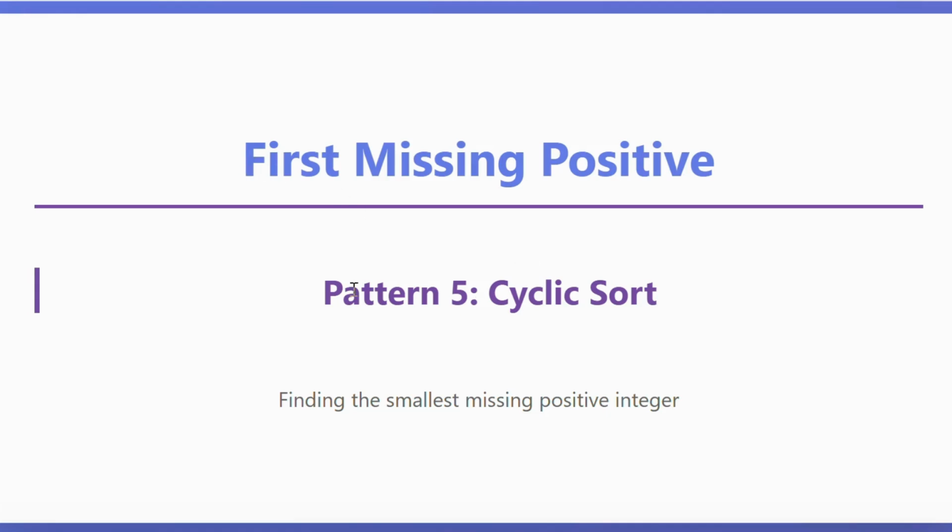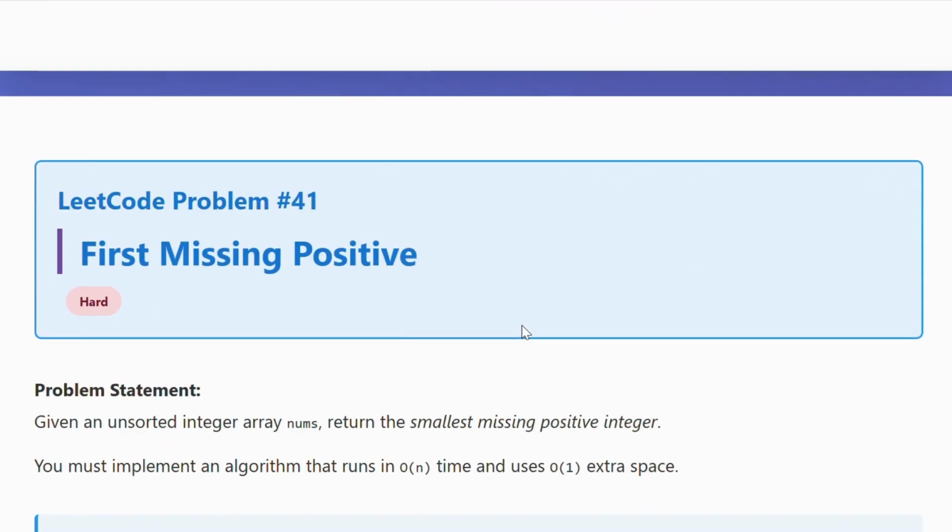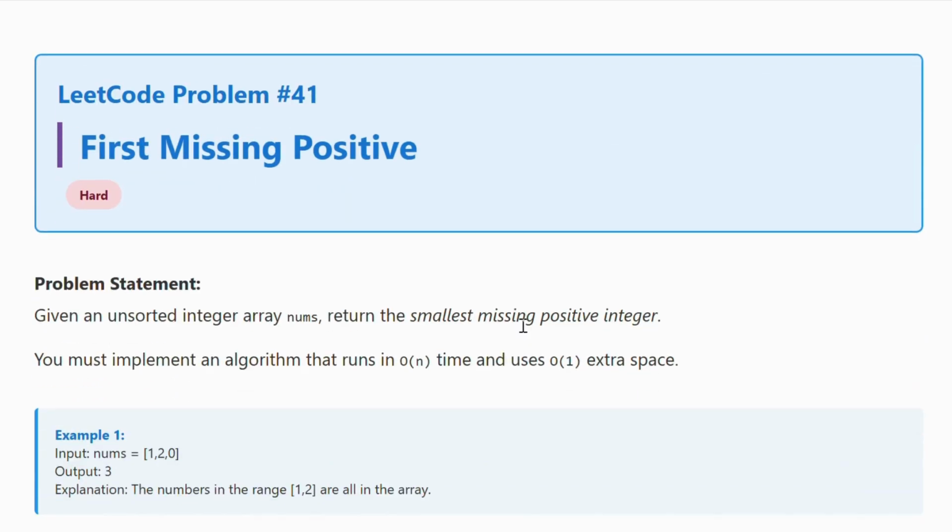So today we'll be covering the third and last question for this pattern, cyclic sort. In this question we have to simply find the smallest missing positive number. If we are given an array, we have to find the smallest number that is missing, from 1 to n or anything, whatever the smallest number is that is missing. So let's read the problem statement.